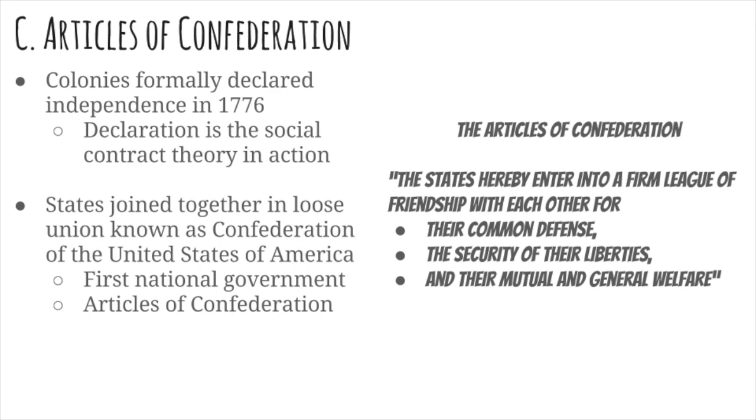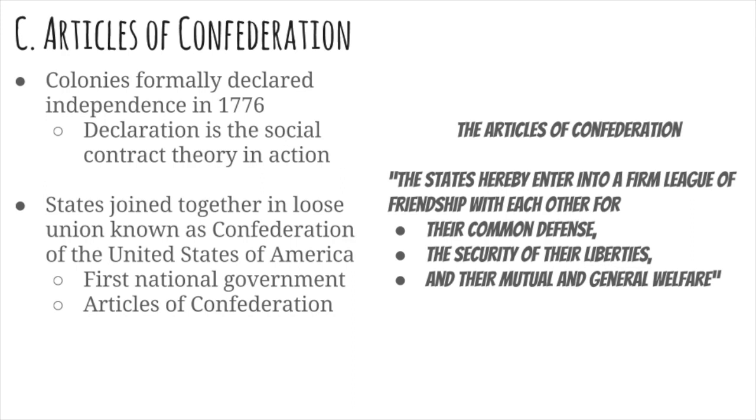Now, as we all know from American history, in 1775 fighting broke out in Massachusetts, and it spread to other parts of the country by really 1776 and 1777. The colonies declared formal independence in 1776 in a document written by Thomas Jefferson, and the Declaration is the social contract theory in action. It's a list of reasons why the British government has violated the social contract and why the colonies were entitled to declare their independence.